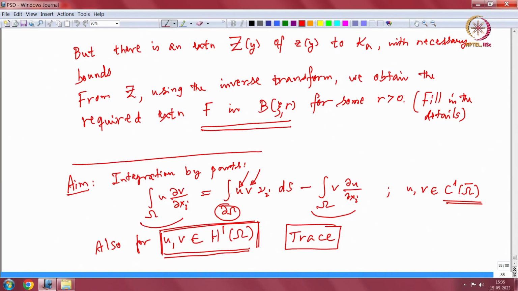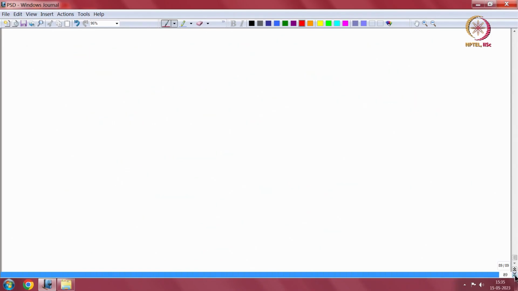Okay, so let me quickly complete that density result. So this is the density result, which we have already seen earlier. So how the extension theorem helps us in getting this result.